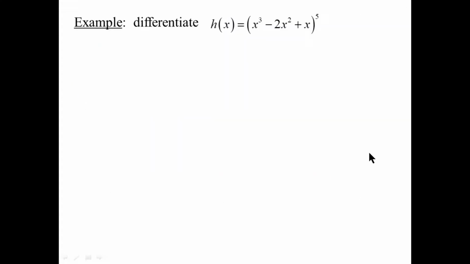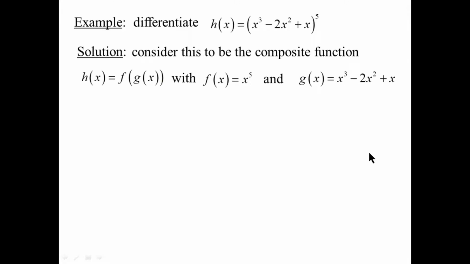Example, differentiate. H of x is, looks like a cubic to the 5th. All right. Solution. Consider this to be a composite function. H of x is f of g of x, where f of x is something to the 5. So this is something to the 5, so f of x is x to the 5, and g of x is the something. So what we've done is we've taken g of x and plugged it right in here, and we're getting f of g of x.